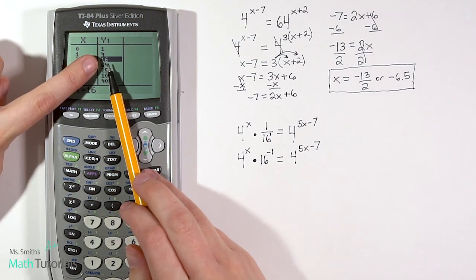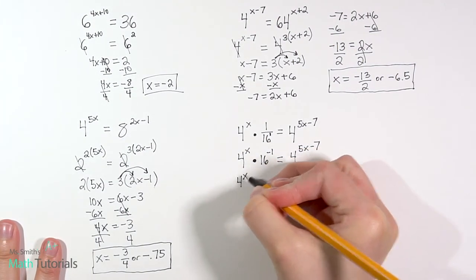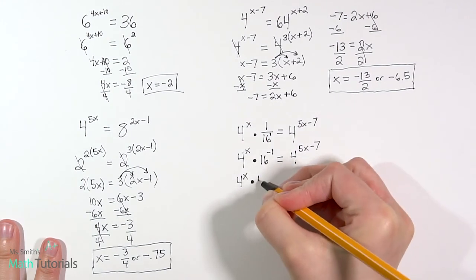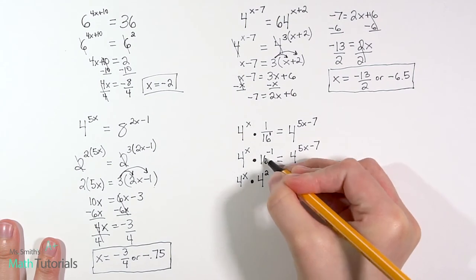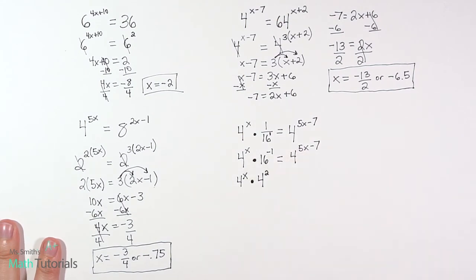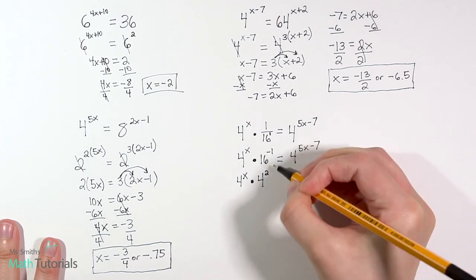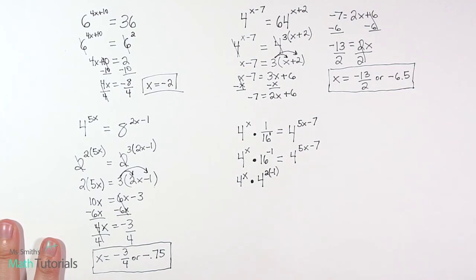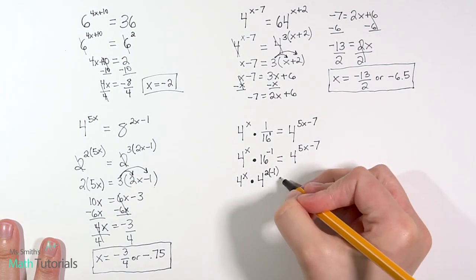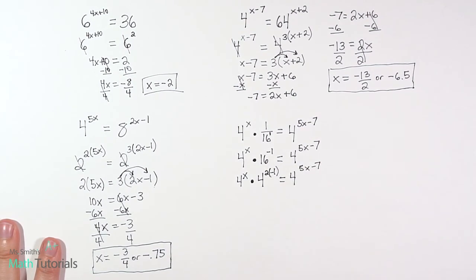And luckily, yes, we can. I've got my like base, so I've got 4 to the x power times 4 to the second power. That's going to give me my equivalent of 16, but remember, power to the original power of -1 means we multiply the powers. Power to power, we multiply. Equals 4 to the 5x minus 7. So now, finally, we've got all like bases.